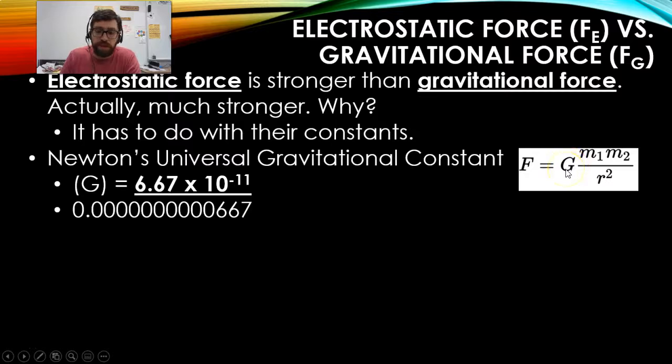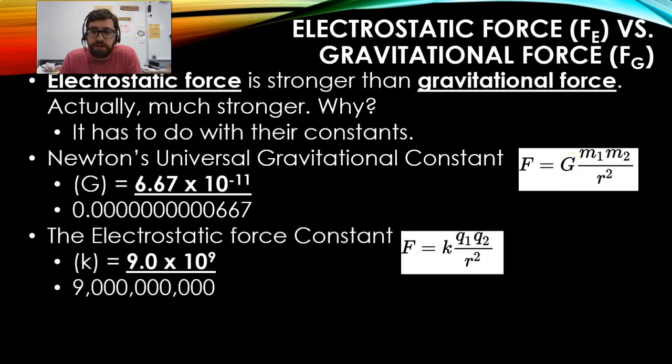It incorporates in. Whereas the electrostatic force constant, K, is a different number: 9 times 10 to the ninth. This is a negative exponent. This is a positive exponent. 9 billion is what that is, 9 with 9 zeros behind it. So obviously that's a really big number. Ridiculous amounts. It's not even a comparison to say that this is bigger than this one.